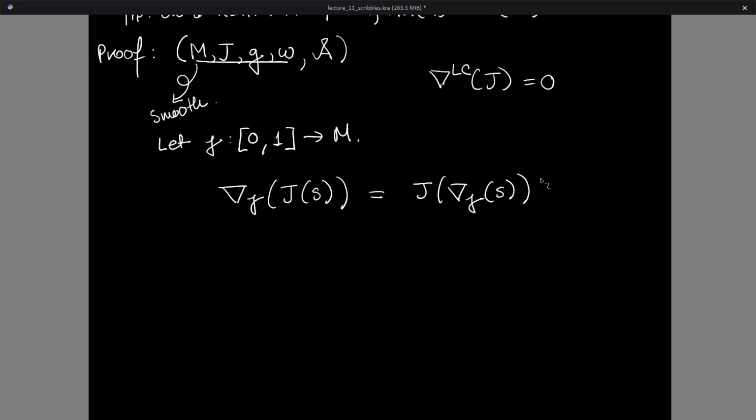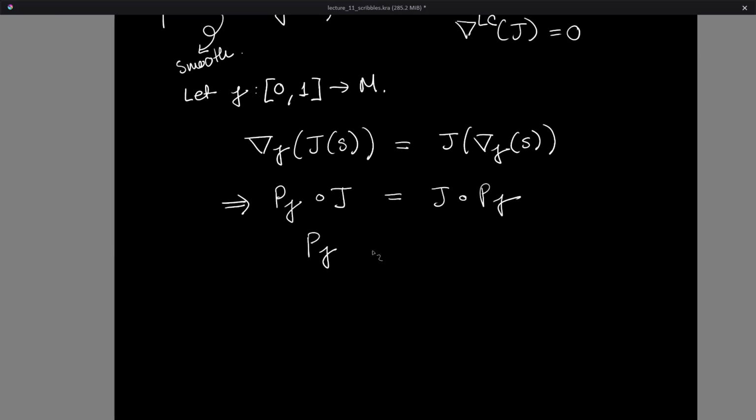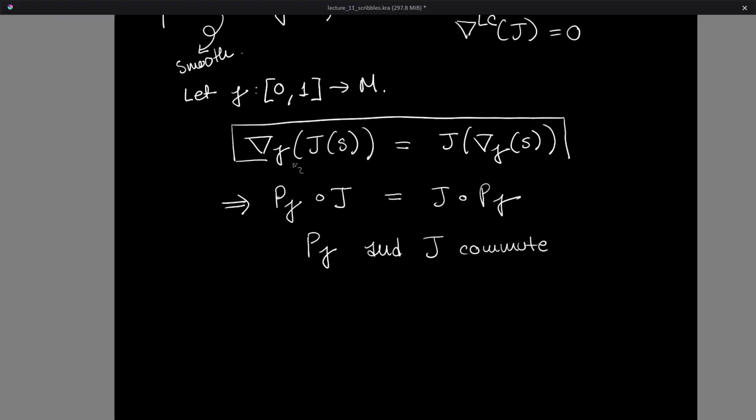But if gamma is a curve, then that means that P_gamma after J is equal to J after P_gamma. So they commute. P_gamma and J commute. That's what this equation is telling us, because all we need is a gamma for which nabla_gamma is equal to 0, and then we would have a parallel transport, which is how we made this implication. I hope that's clear here.